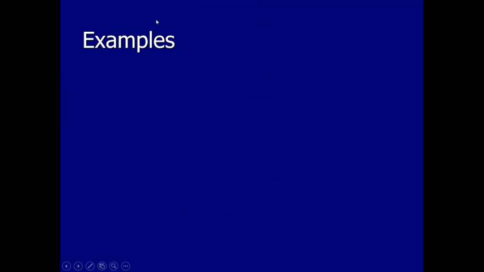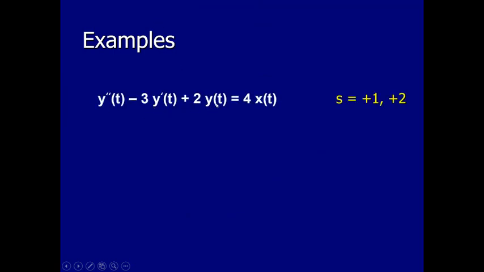So here's a couple practice examples. Here's a differential equation for a system. First we compare the derivatives. On the y side I have a second derivative. On the x side I have no derivative, so that's okay. We find the characteristic equation. It's s squared minus 3s plus 2 that has roots of s equals plus 1 and s equals plus 2, because factoring this would give us an s minus 2 times s minus 1. These roots are real, but they're both positive, so this would be an unstable system.